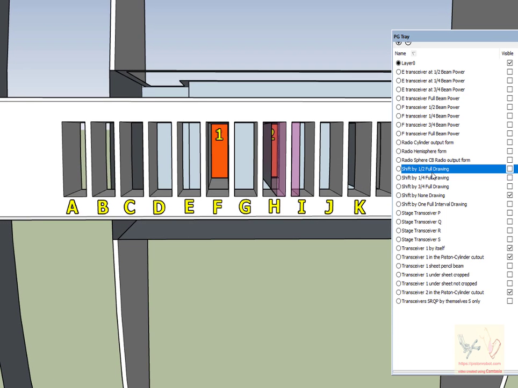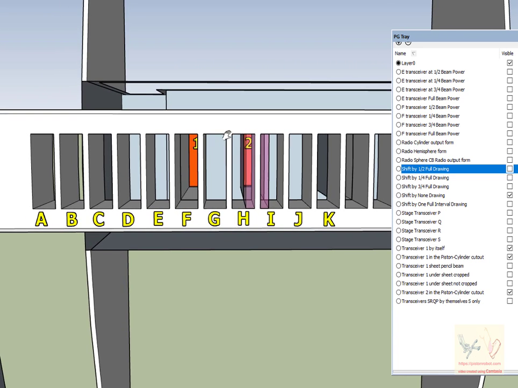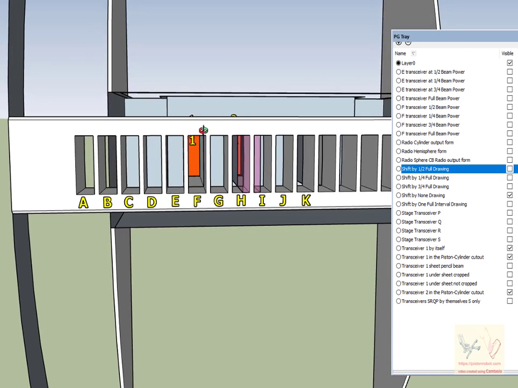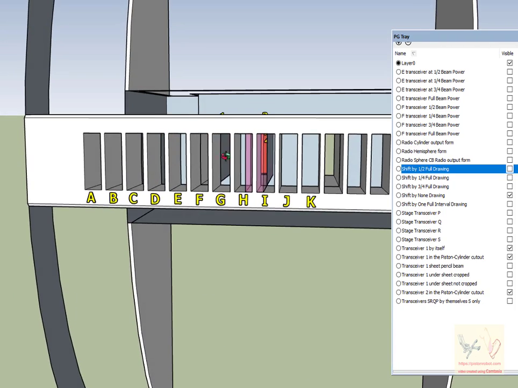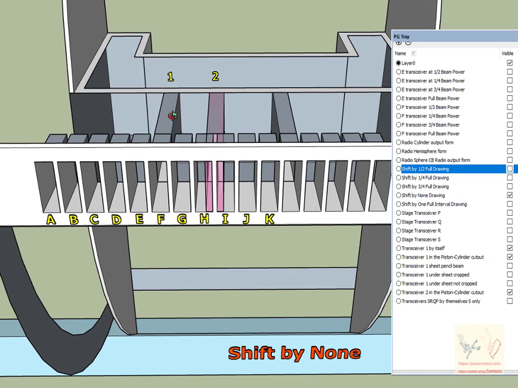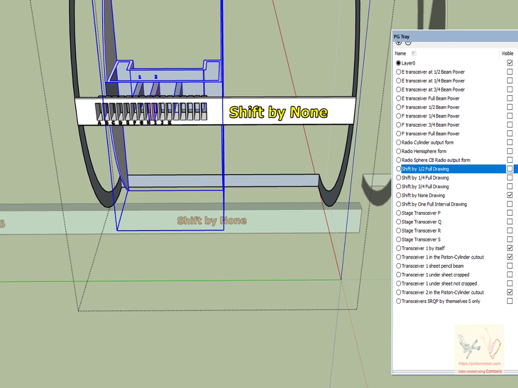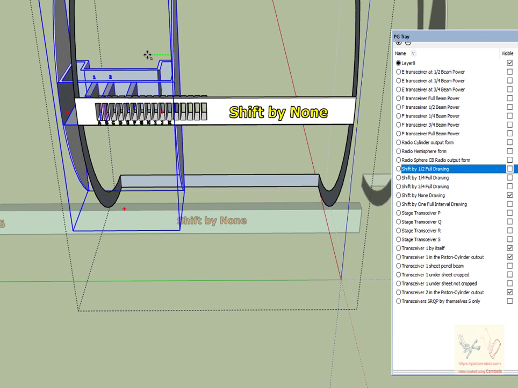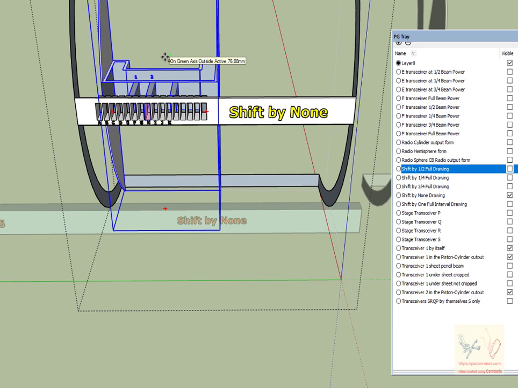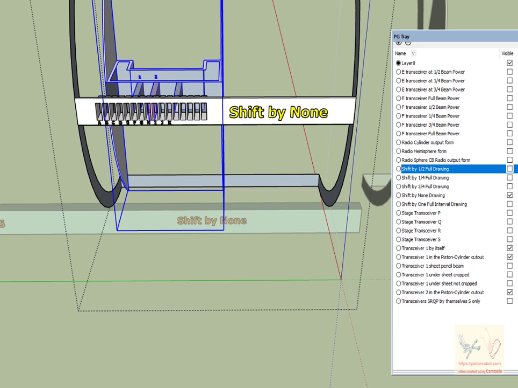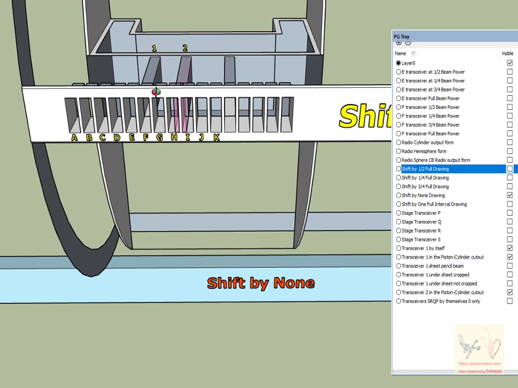And if we look over here, we will see that we have not shifted anything at all. Shift by none. And so if we are going to look at the radio frequency output coming out of this piston transceiver 1, remembering that when we talk about shifting of the piston, this is what we mean by shifting: the piston shifts this way or that way. So that's a shift of the piston. And right now we have the piston as having shifted none.